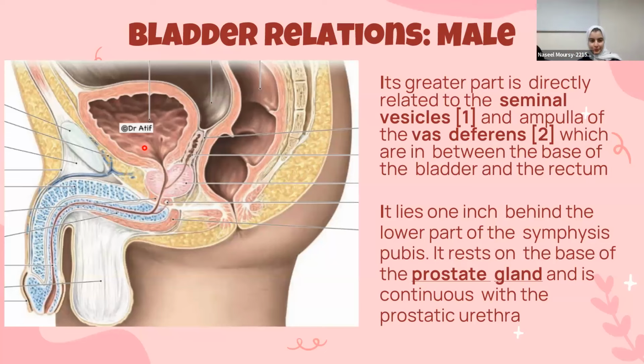Now looking at the bladder, it rests on top of something. What is this? Prostate. Good job. And then the bladder continues into the urethra. All right. So these are the relations of the bladder in a male.